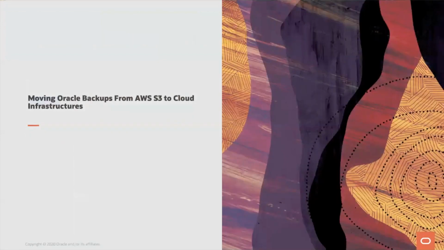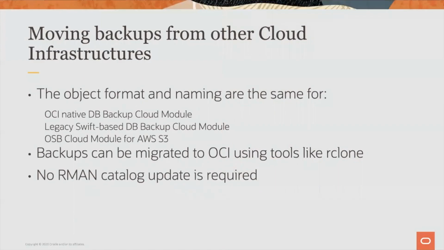And you know, the reason why I'm telling you this is that at this point you can think about how can I move those backups now from one cloud provider to another, like from AWS S3 to OCI. The format is exactly the same for the library that we use for the OCI cloud, so the libopc that I mentioned, and also for the OSP cloud module for AWS S3, which is a similar module, if you want, with a different library, but it does the same thing.